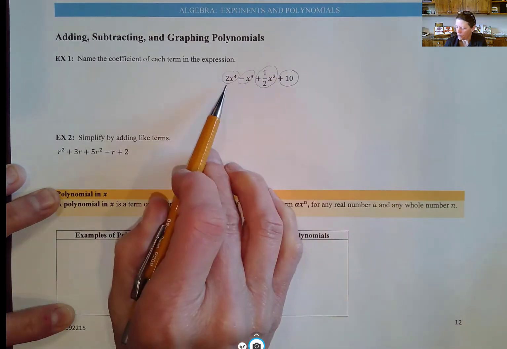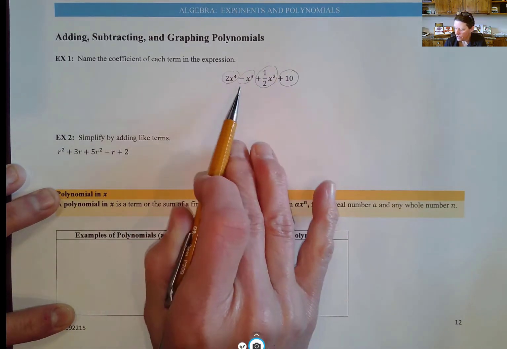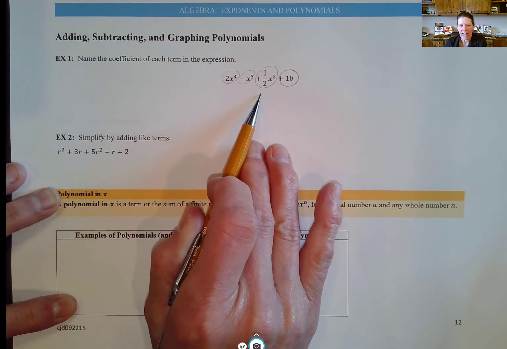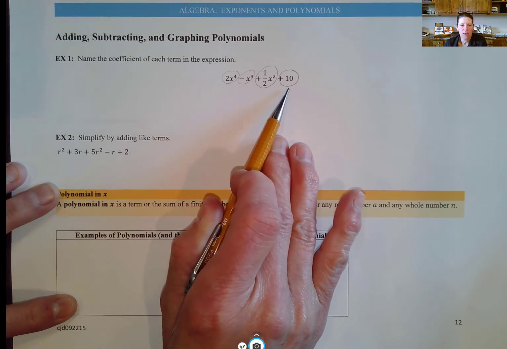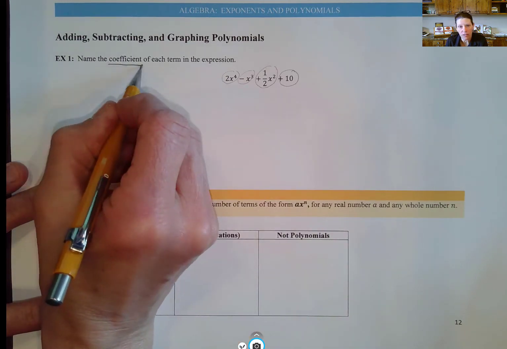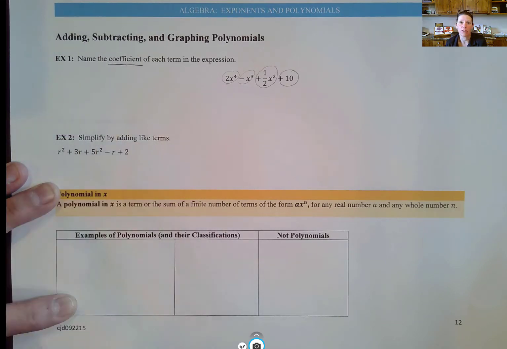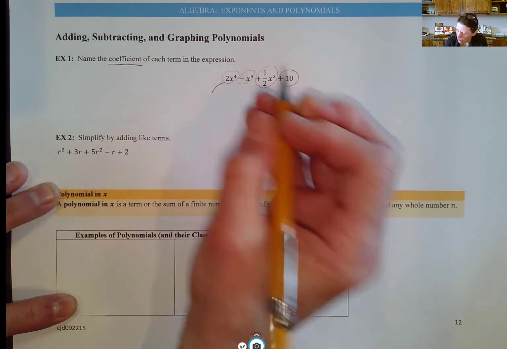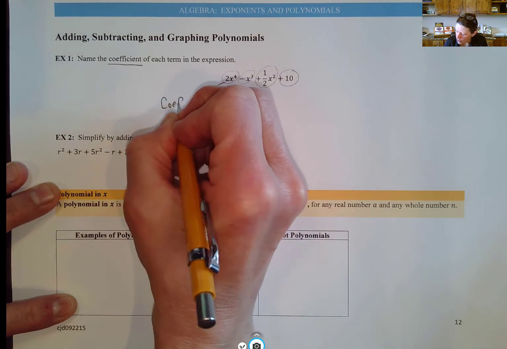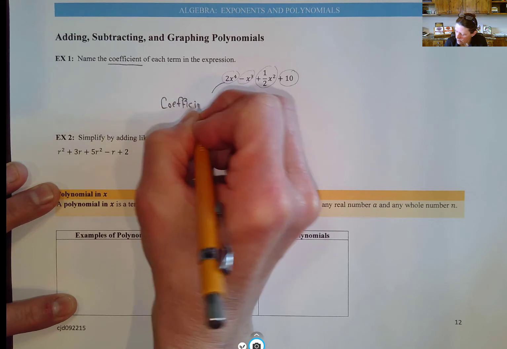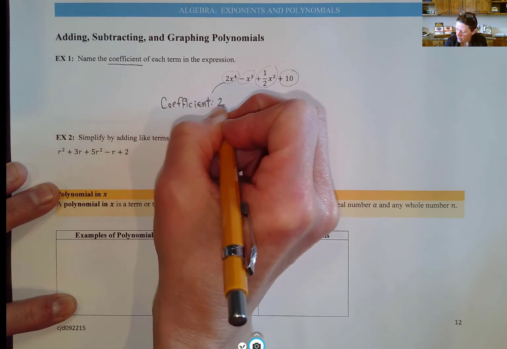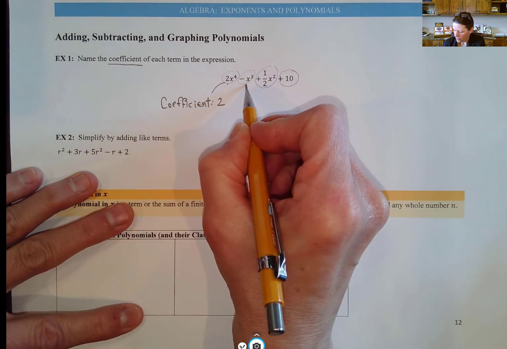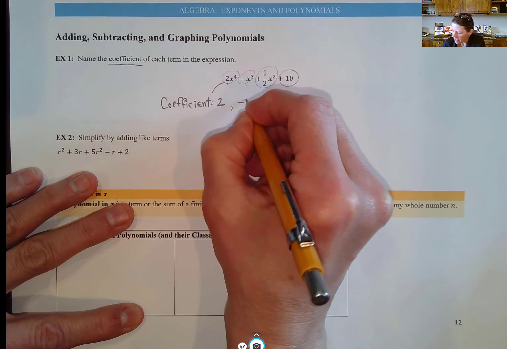So we've got a term called 2x to the fourth, and a term called negative x to the third, a term called 1/2 x squared, and a term called 10. Now as we talk about the coefficients in each term, the coefficients are the number part in each term. So our term 2x to the fourth has a coefficient of 2. Our term negative x to the third has a coefficient of -1.